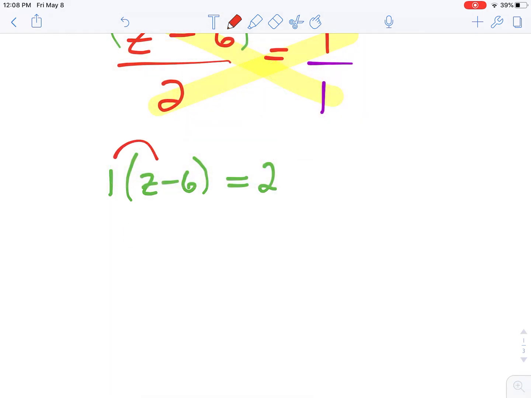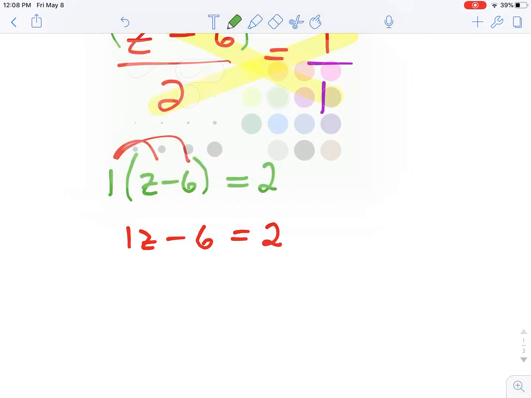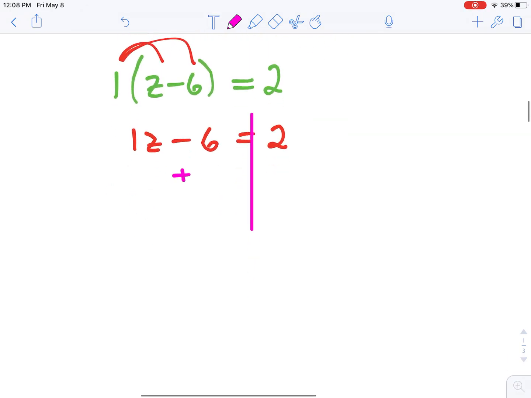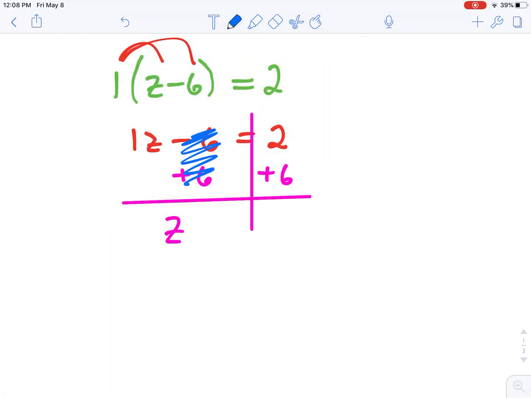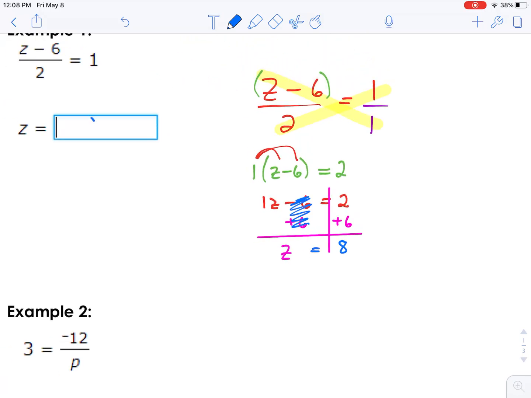Distributing, 1 times z is 1z, and 1 times negative 6 is negative 6. To continue solving, we want to get our z by itself. That means we are going to add 6. So you always do inverse operations. So add 6 to both sides. 1z is really just z. These will cancel out, and 2 plus 6 is 8.